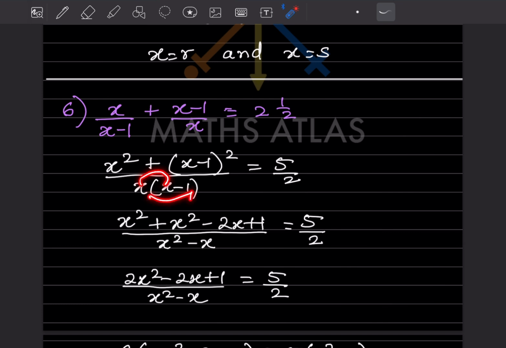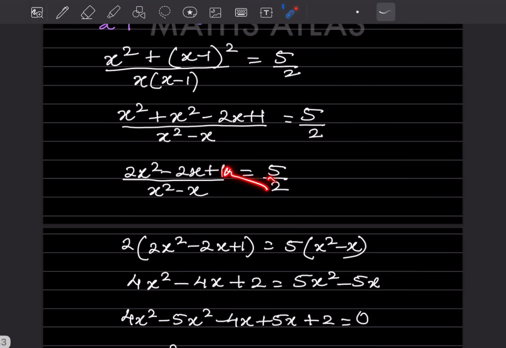And this will be x square minus x. And this is 5 by 2. So what will we do? x square plus x square means this is 1, this is 1. That will be 2x square minus 2x plus 1 divided by this one is equal to 5 by 2. So now you are going to cross multiply this one.